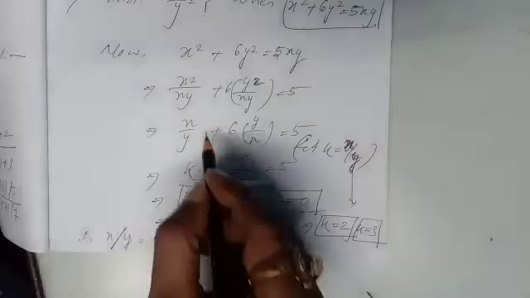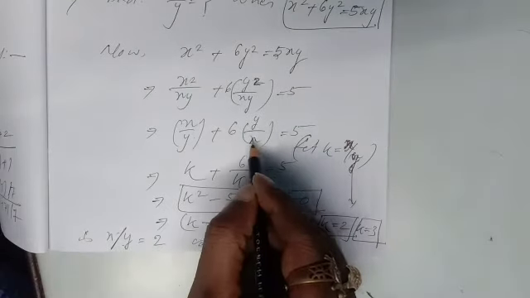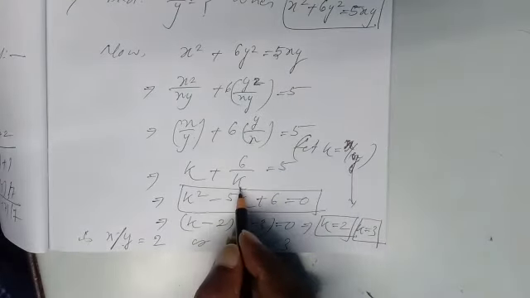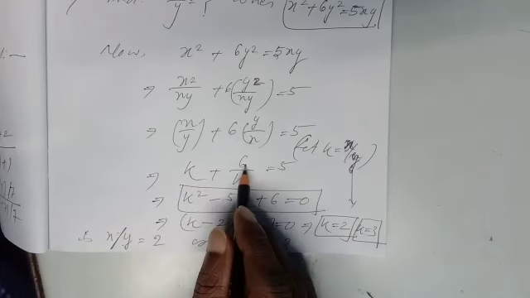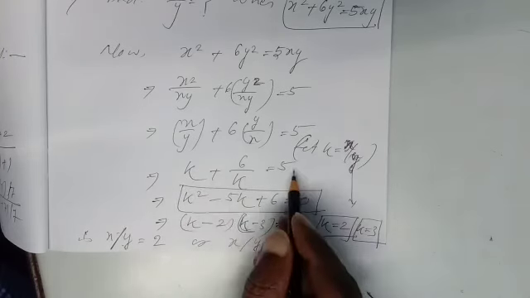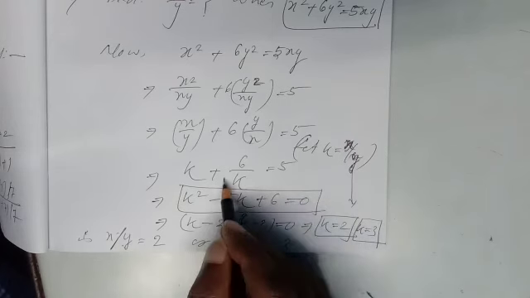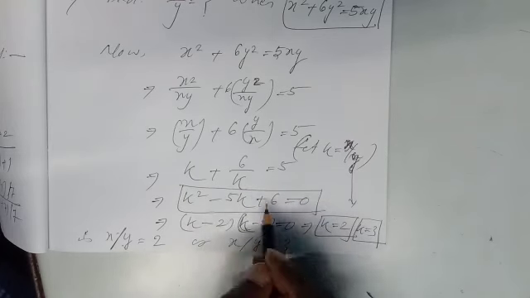You have to take this x by y as k. This is the reciprocal of k, that means 1 by k written here. Taking LCM, this will be k square plus 6 by k. I have written all in one step. 5k bringing this side, k square minus 5k plus 6 equal to 0.